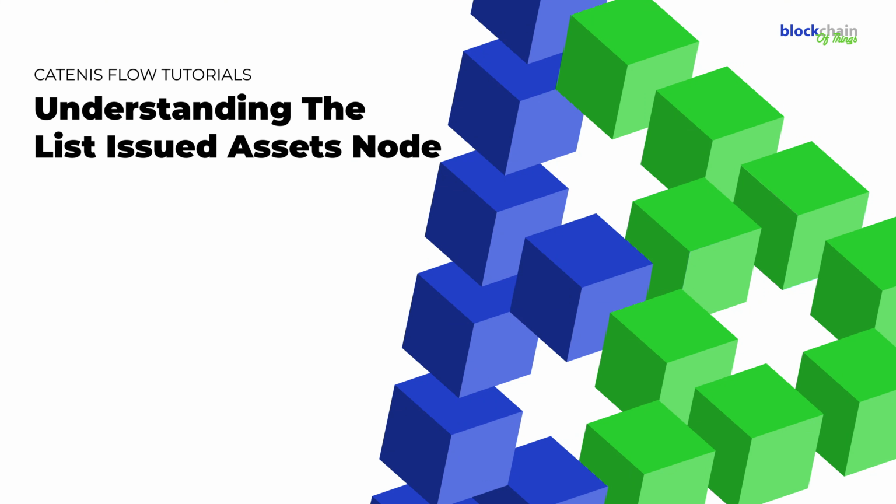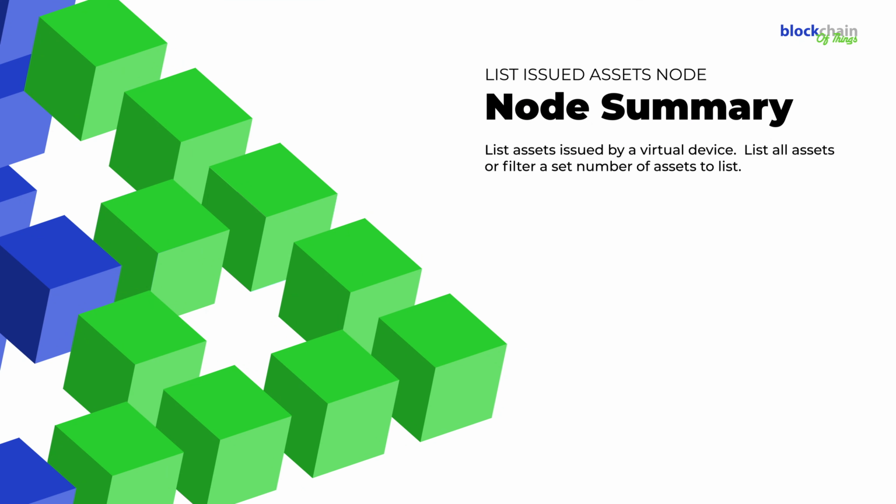This tutorial will teach you about the List Issued Assets node and how it's used in Catenis Flow. The List Issued Assets node allows you to list all assets issued by the virtual device you have configured on the nodes. It also allows you to filter by limiting the amount of assets that were issued or skip a number of assets that get returned.